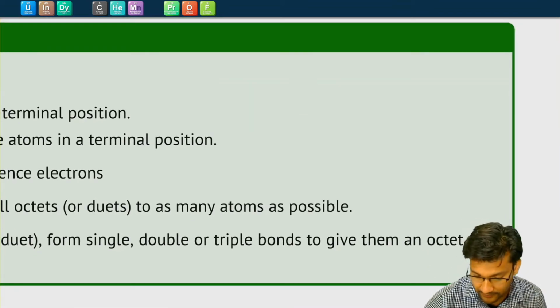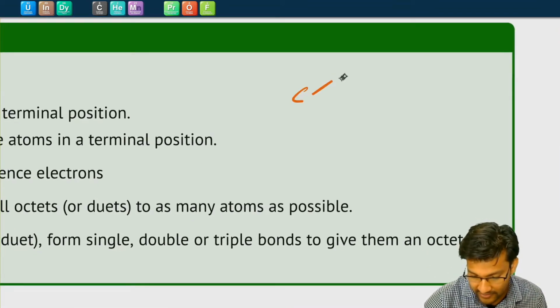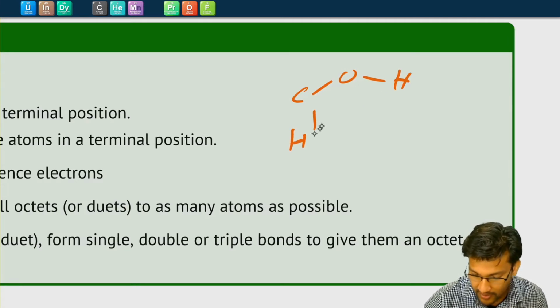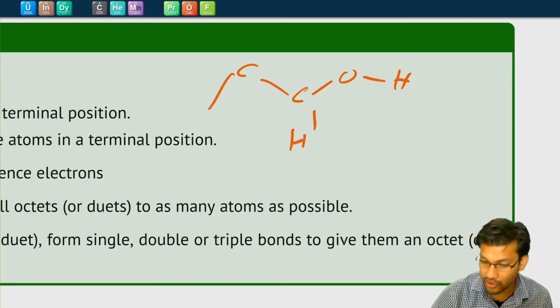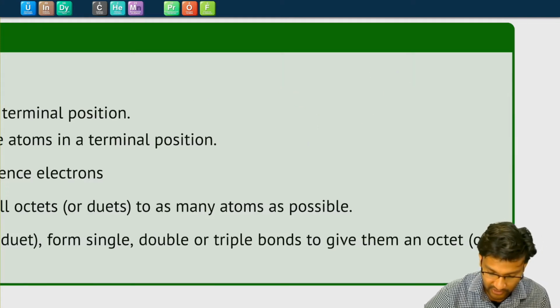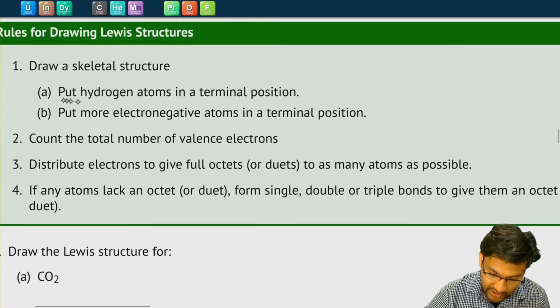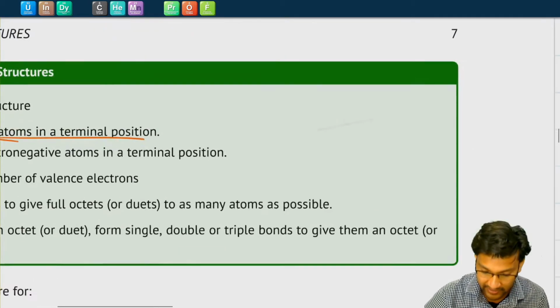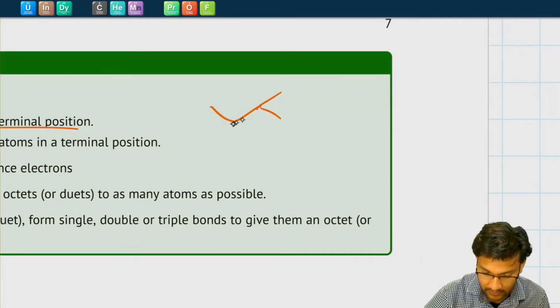Maybe for something like this. This could be a skeletal structure. Just sort of draw how they're connected. And there's some rules to trying to figure out how to draw the skeletal structure. Typically, we put hydrogen atoms in a terminal position, meaning if we're drawing a chain, right, hydrogens will be at the end. They can't be in the middle.